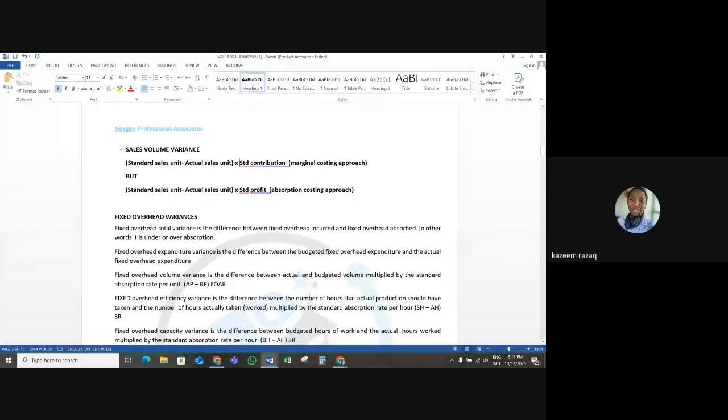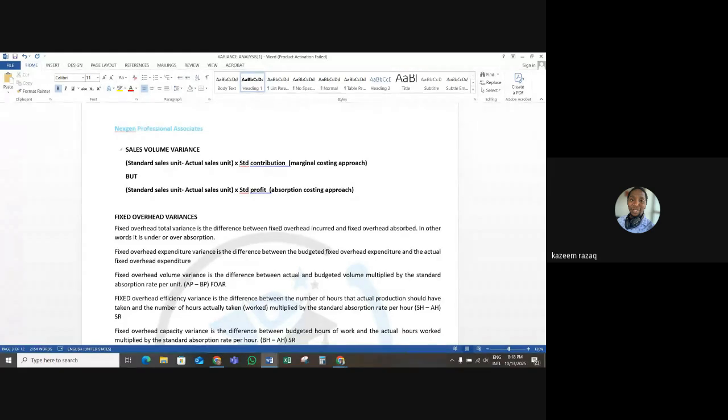Your fixed overhead variance made use of the three of them. Your fixed overhead variance is that variance that made use of standard price, budgeted price, and actual price, or standard hour, budgeted hour, and actual hour. Your fixed overhead variance made use of that.